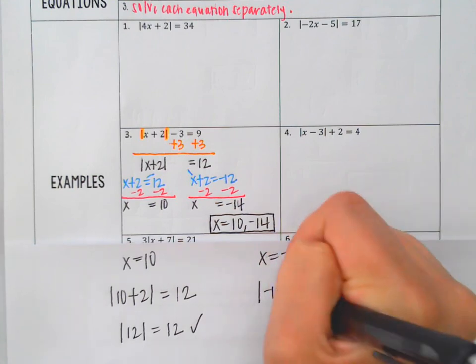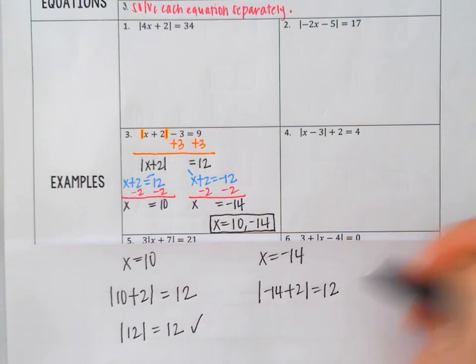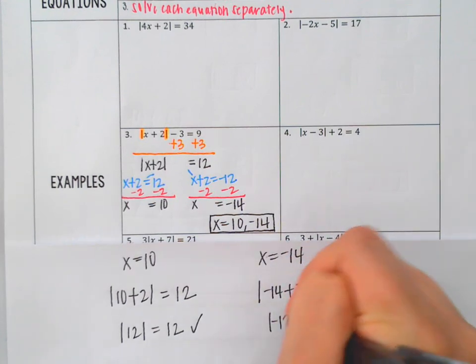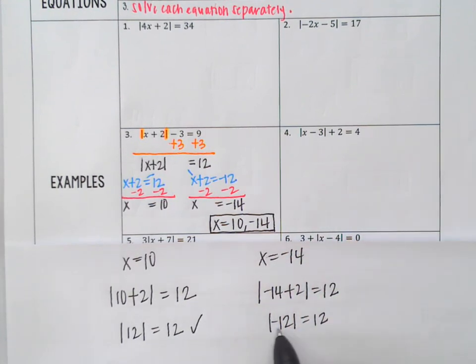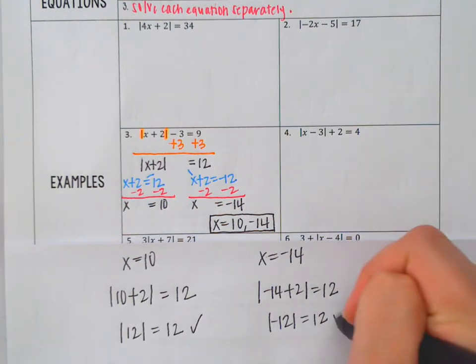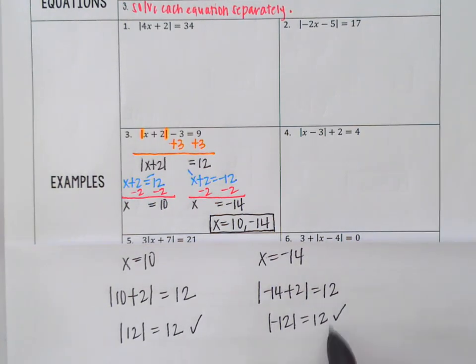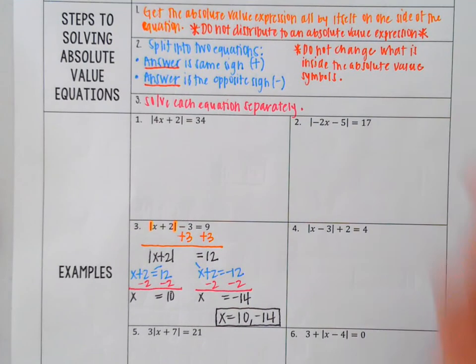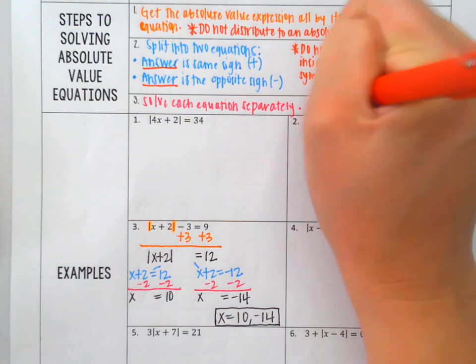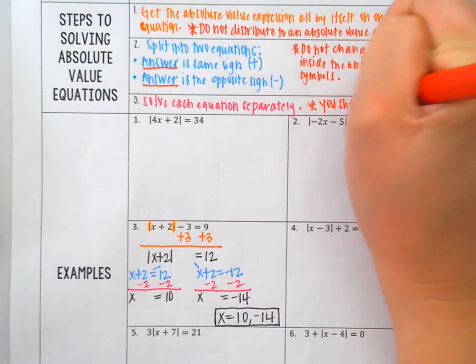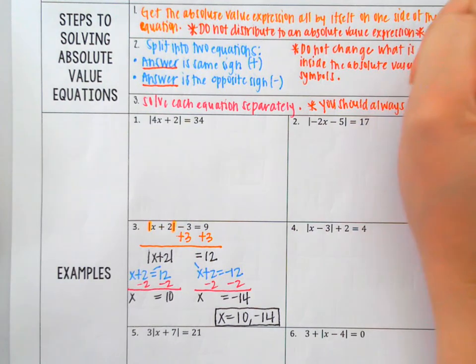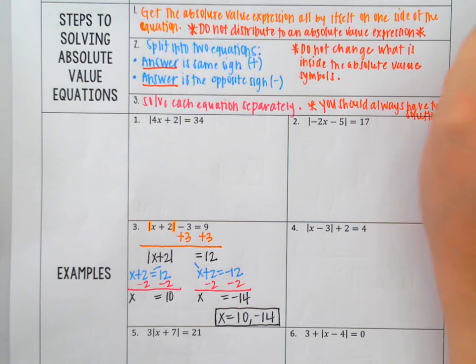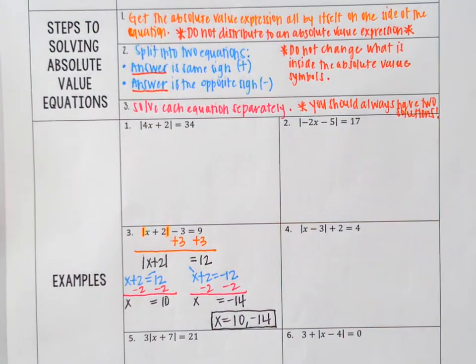Okay, let's try -14. So -14 plus 2 equals -12. And is the absolute value of -12 positive 12? Yes. The absolute value of any negative number is always positive. So you will always have two solutions for an absolute value equation. So let's make that note too. You should always have two solutions.